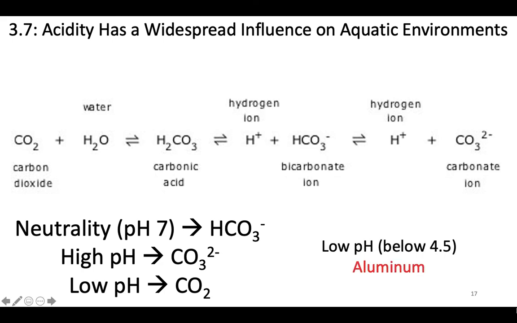Now, having low pH can be really, really bad for a system. If a pH is below 4.5, then heavy toxic metals like aluminum become soluble in the water, and those are extremely toxic to aquatic organisms. And so having a low pH is really, really bad for lots of aquatic life.